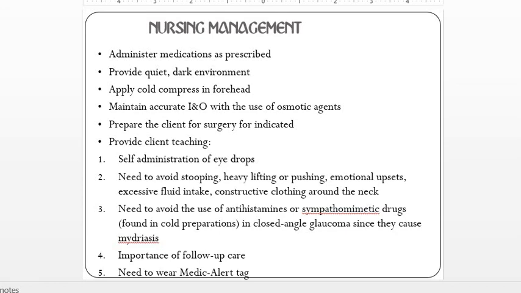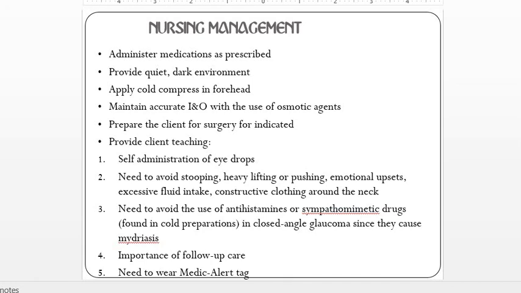Okay, coming to the nursing management. First, administer medications as prescribed. Provide quiet and dark environment to reduce the irritability to the eyes. Apply cold compress on forehead as increased ocular pressure causes headache. Maintain accurate intake and output with the use of osmotic agents, so it is very important to maintain intake and output. Next is prepare the client for the surgery if indicated.